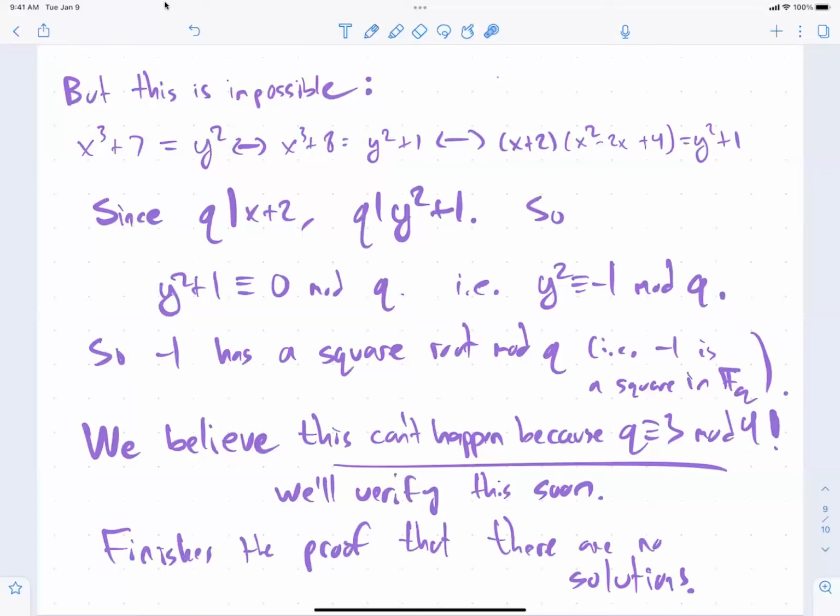Okay, and so yes, it was some work, but in the end, we didn't do anything too complicated. We just used congruences and some factorization. We had to be a little bit clever, but we didn't have to do anything complicated. This is really beautiful: congruences give you a tool you can use to analyze integer solutions of equations. This is one of the reasons that they're useful.